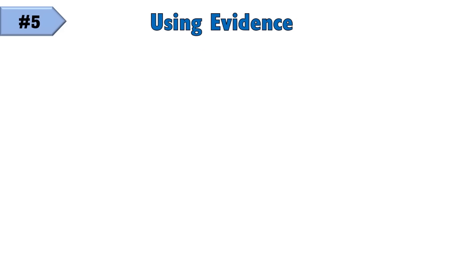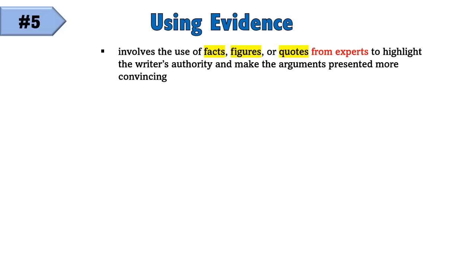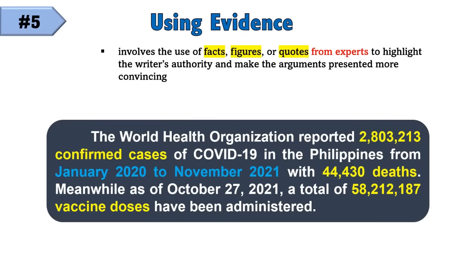Number 5 is using evidence. This involves the use of facts, figures, or quotes from experts to highlight the writer's authority and make the arguments presented more convincing. Take a look at the facts and figures presented in this example. The World Health Organization reported 2,803,213 confirmed cases of COVID-19 in the Philippines from January 2020 to November 2021, with 44,430 deaths. Meanwhile, as of October 27, 2021, a total of 58,212,187 vaccine doses have been administered.